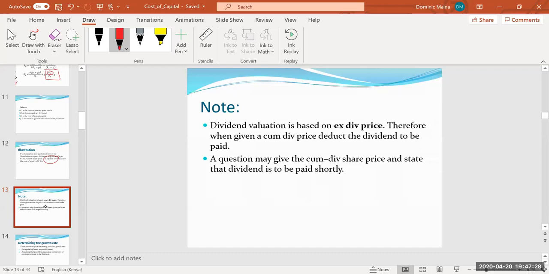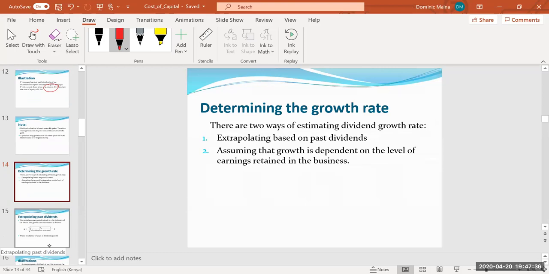Maybe the next question could be, how do we estimate the g? How do we get the growth in the dividend? We estimate the annual growth in the dividend using two models. Not models as per se, actually only one is a model. Let me just call them methods. So we use two methods when it comes to estimating the annual growth rate in the dividend.